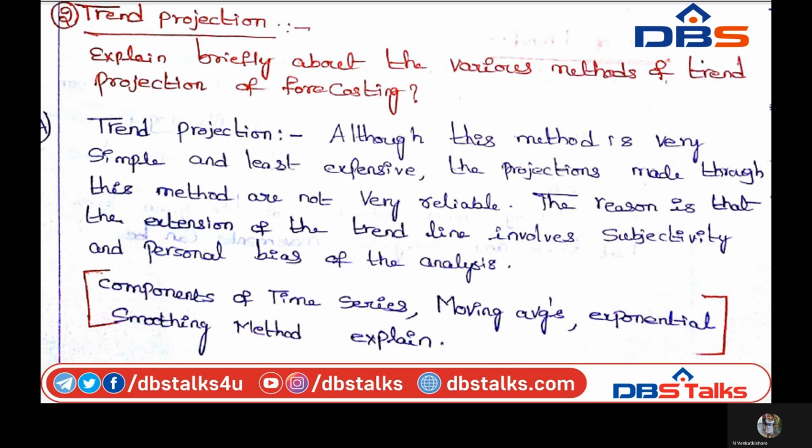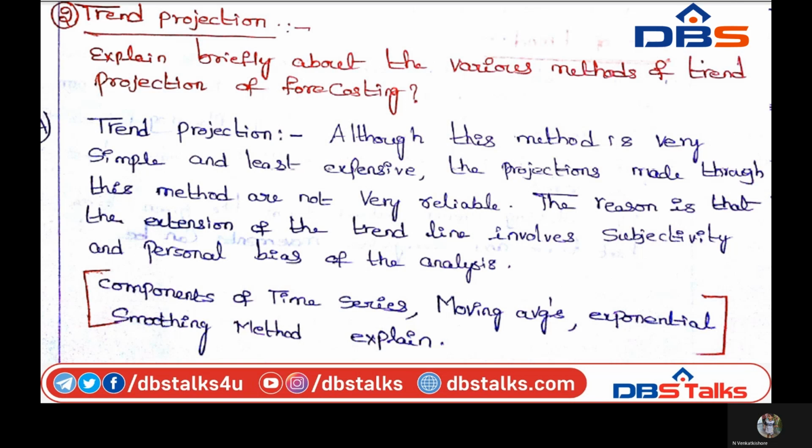Then this is trend projection. This method is very simple and least expensive, but the projections made through this method may not be reliable. So we cannot execute this trend projection for a long period. The reason is that the extension of the timelines involves subjectivity and the personal biases of the analyst also.